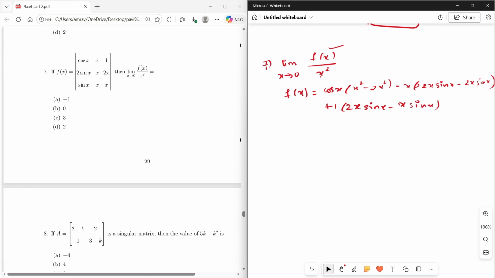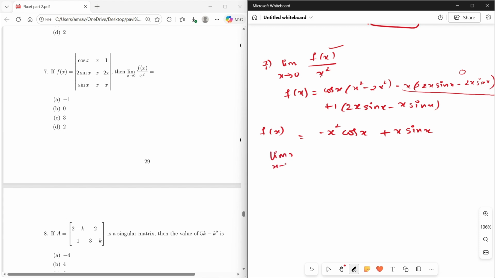Okay, so now as you could see, this whole term will become 0, and here x square minus 2x square is minus x square, so it is minus x square cos x. 2x sin x minus x sin x is x sin x, so this will be plus x sin x. This is the value for f of x, but we are in need of f of x by x square as the limit as x tends to 0. So now we'll apply that.